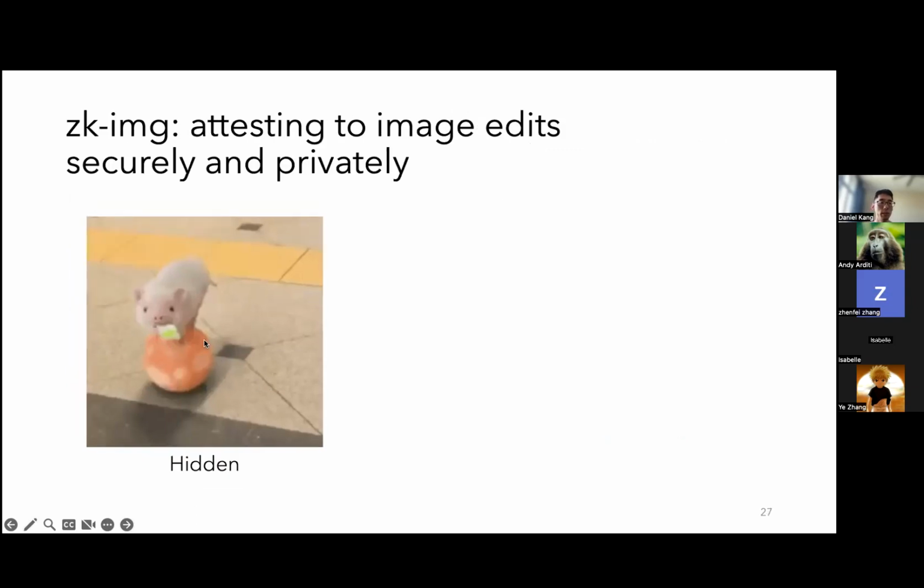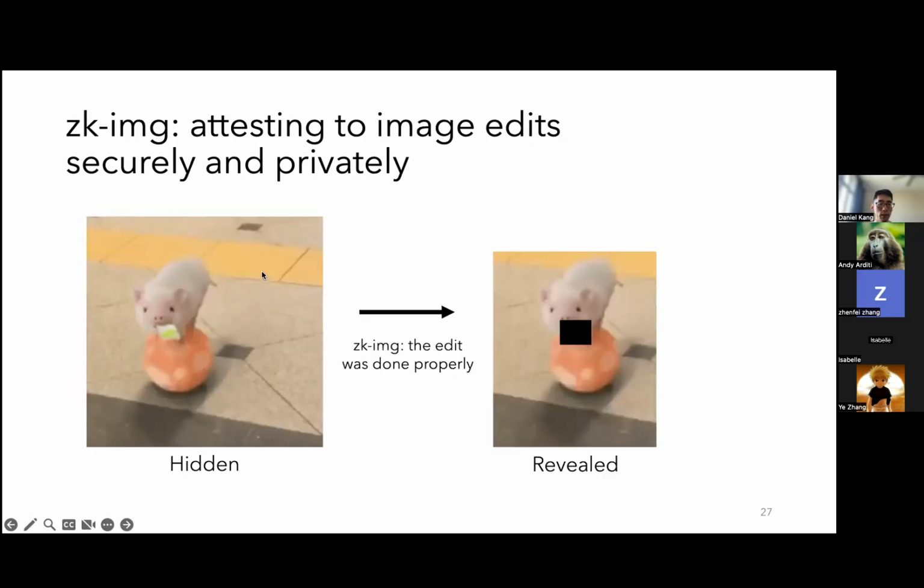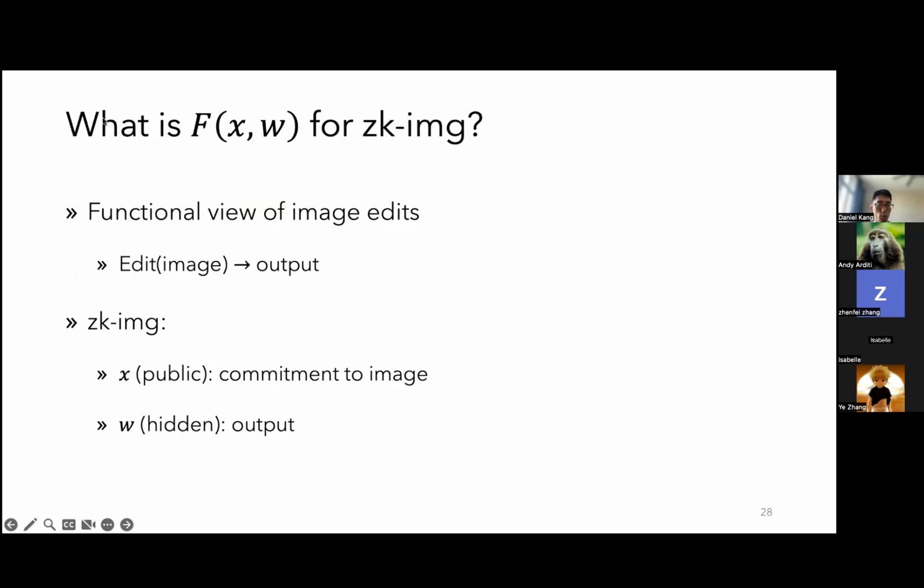And so in zkImage, we designed a library to attest to image edits securely and privately. And the way this works is that given a hidden input, we can compute the edited image both privately to keep the original image hidden and also securely to ensure that the edits were done honestly. I want to go back to what exactly f is for zkImage. And let's go to what I'll call the functional view of an image edit. So we have some edit function, which takes in an image and outputs the edited image. And so in zkImage, X is the commitment to the image, and W is the edited output image.